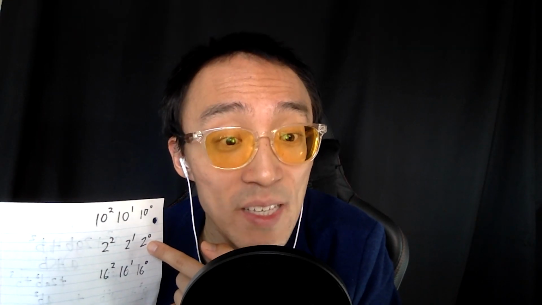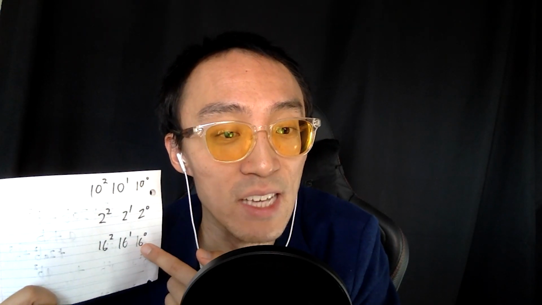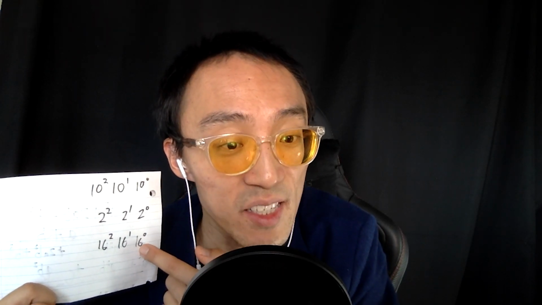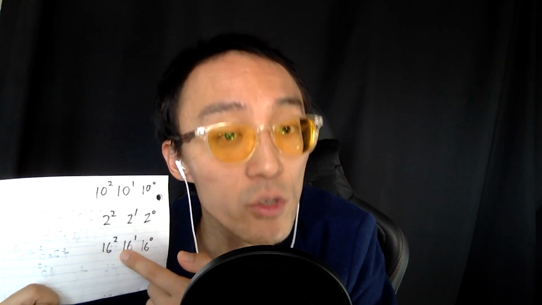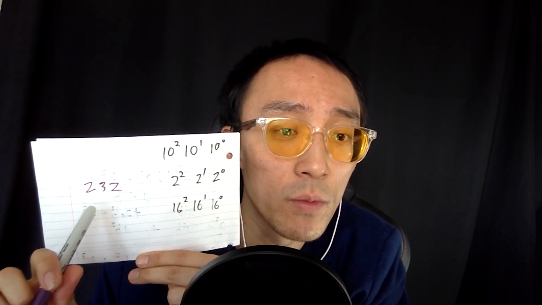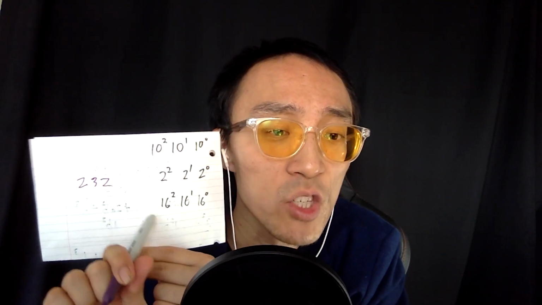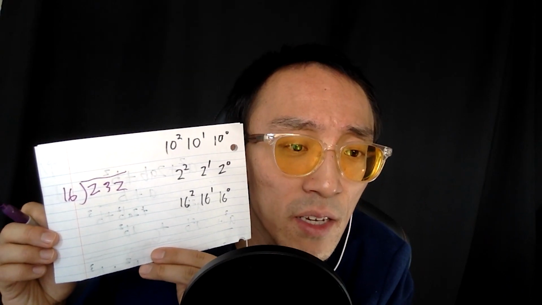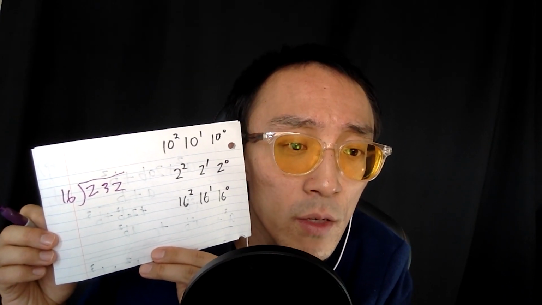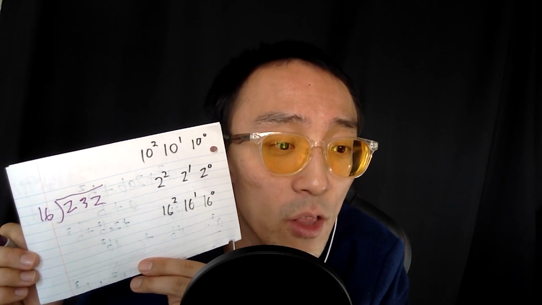Now, we talked about binary earlier. Binary repeats every 2, so 0, 1, and then 0, 1, 0, 1, etc. Hexadecimal repeats at 16, so 0 to 15, and then at 16 goes to the next digit. Let's say we had a number like 232. How do we write this in hexadecimal? Well, since we know we're in base 16, let's divide. How many times can 16 go into 232? We're going to have to do basic long division.